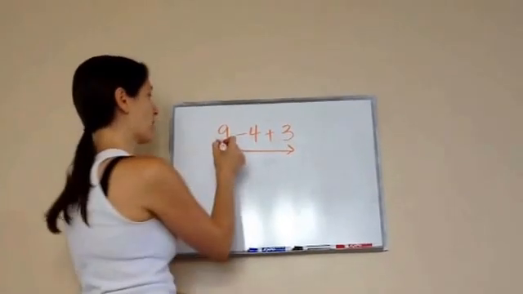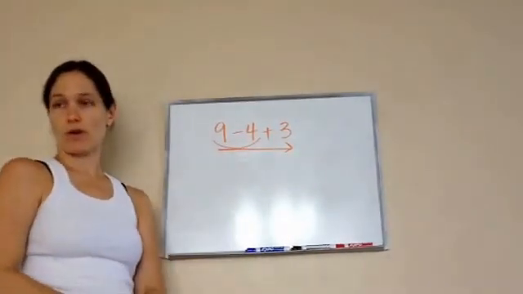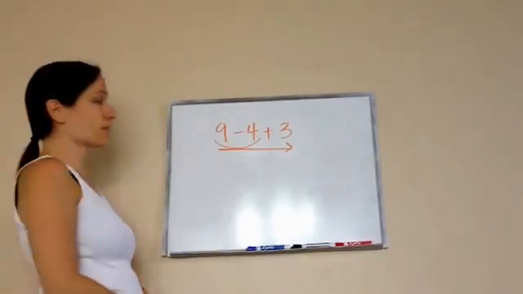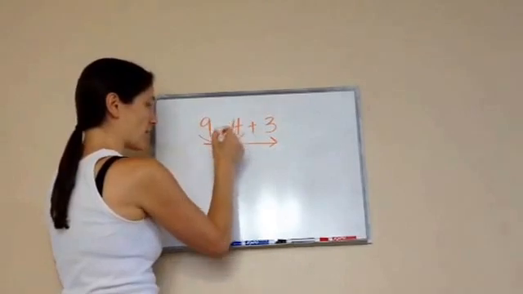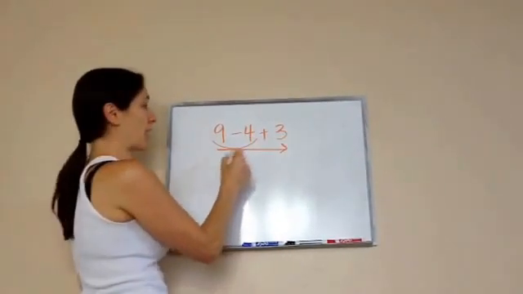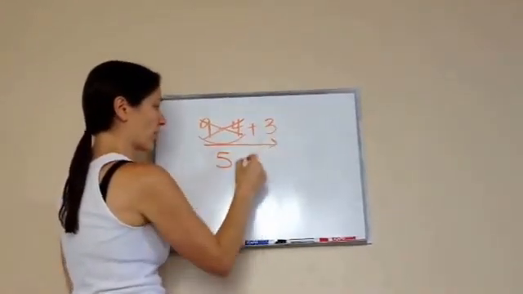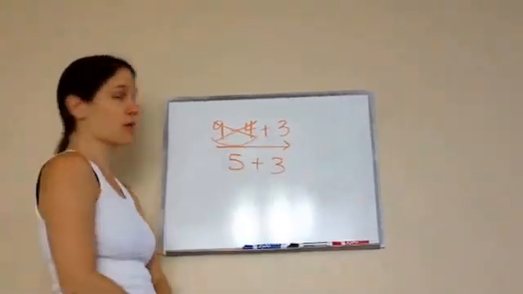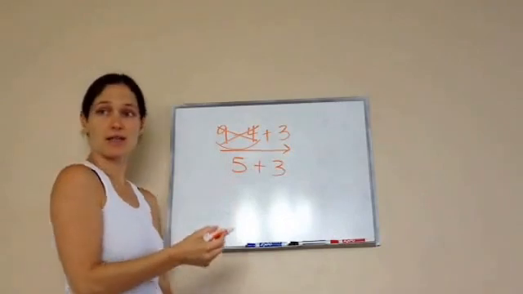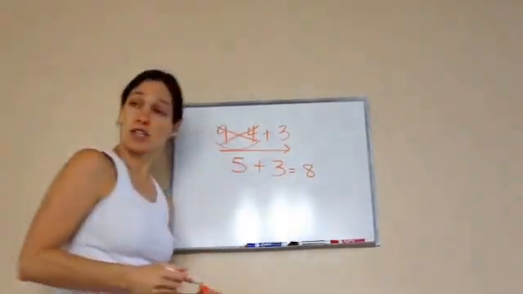9 minus 4. And what is 9 minus 4? It's 5. Very good. Okay, so then I'm just going to put my answer there. Okay, and we're done with this problem. So I'm just going to bring down the plus 3, because that's the next problem we have to finish up, because it said plus 3. So 5 plus 3 is 8. Very good. Okay, so that's how you'd work that problem.